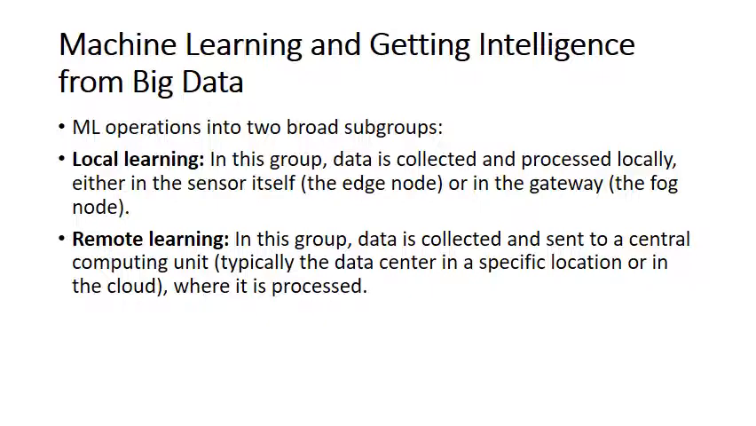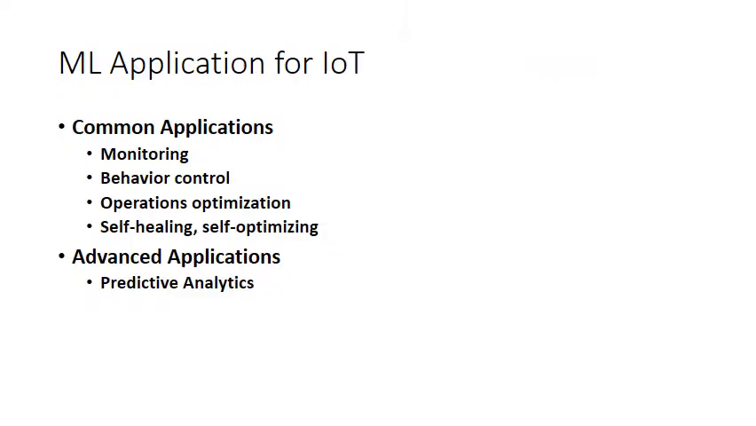So again, it depends upon the requirement. You can go for either local learning or remote. Next, ML application, that's machine learning application for IoT. You have already learned all these things in the previous semester: what machine learning is, what its applications are, different types of algorithms, different types of techniques. The main advanced application is predictive. If I have this data, based on the historical data we can predict the future status of the system.